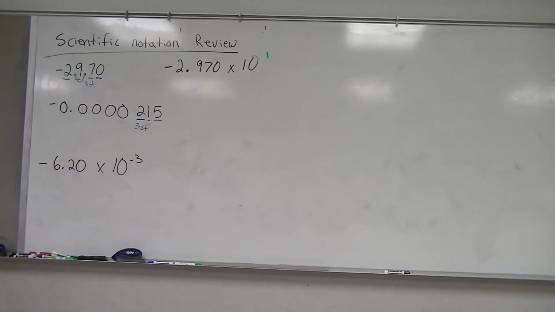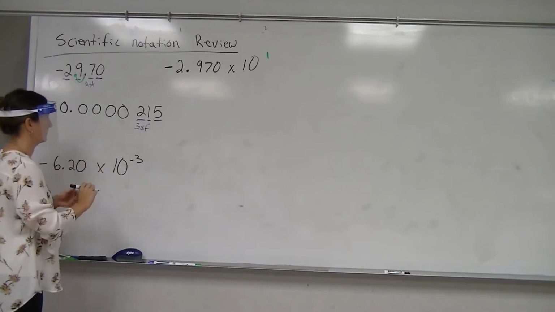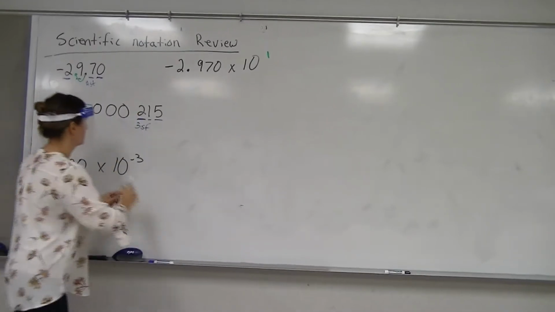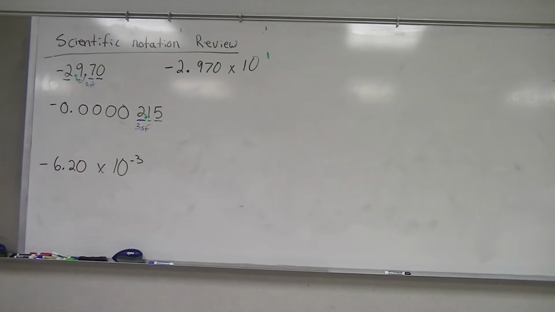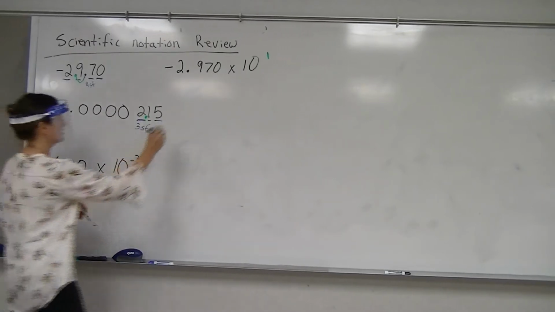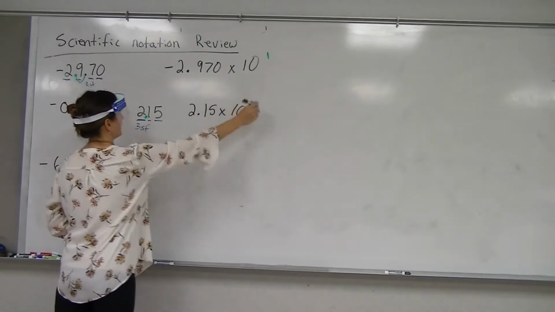Now, to put it in scientific notation, we want our decimal point so there's one non-zero number to the left. So where am I going to put it? Between the 2 and the 1. Yes, so we want it between the 2 and the 1. So what we're going to get is 2.15 times 10 to the something.